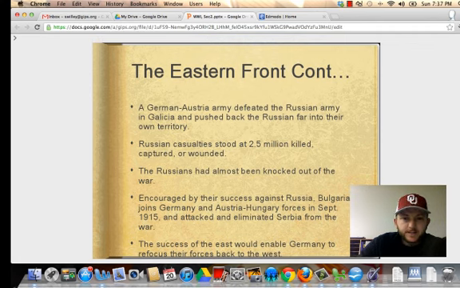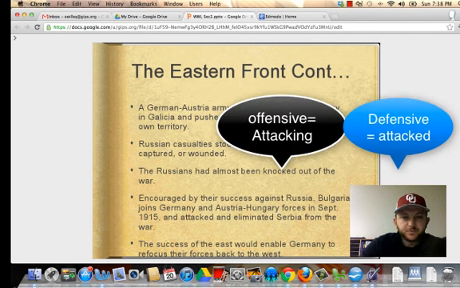Encouraged by their success against Russia, Bulgaria is going to join Germany and Austria-Hungary, forming the Central Powers, and that way Germany is going to be able to refocus their forces back in the west, or on the Western Front. So that's between France and Germany.